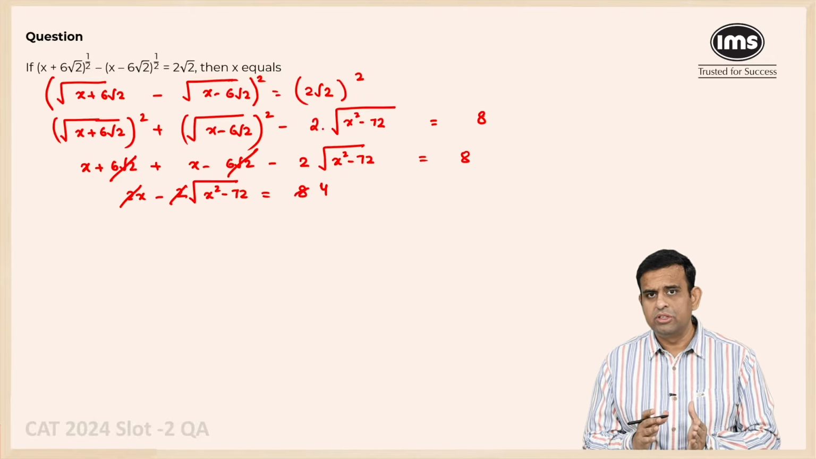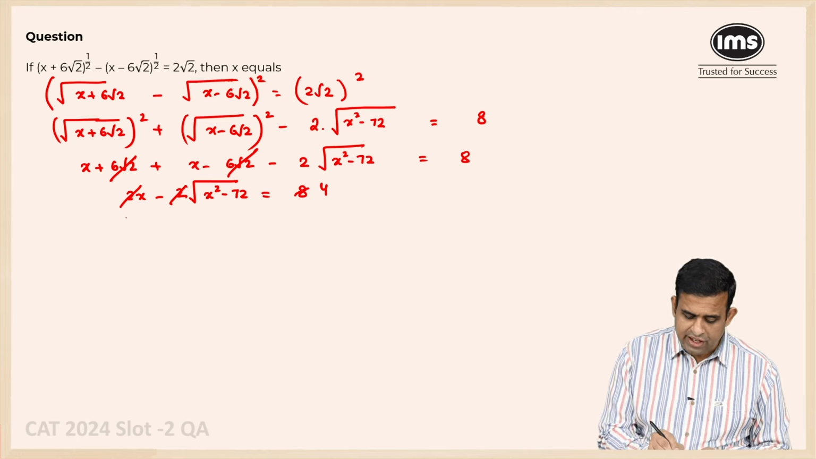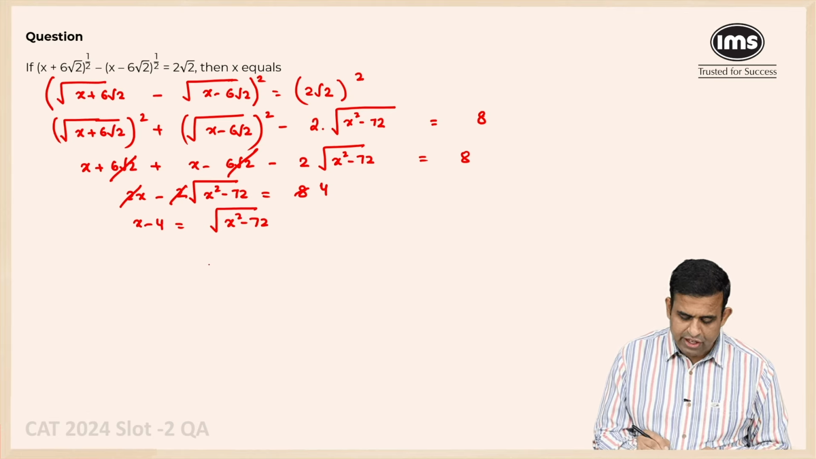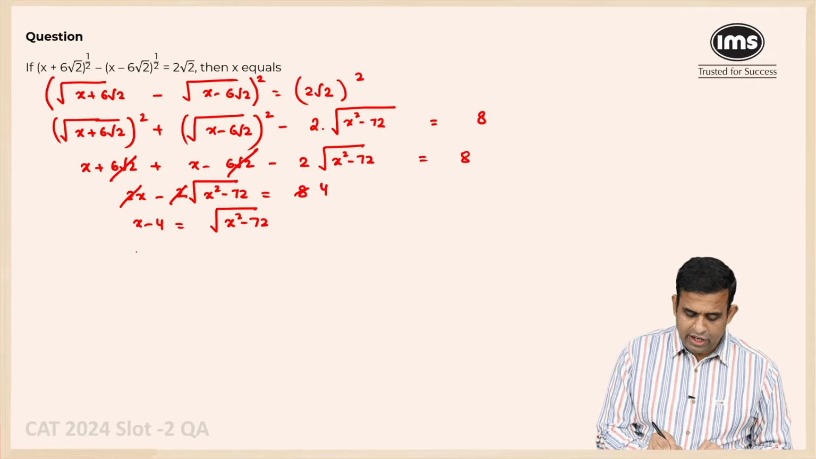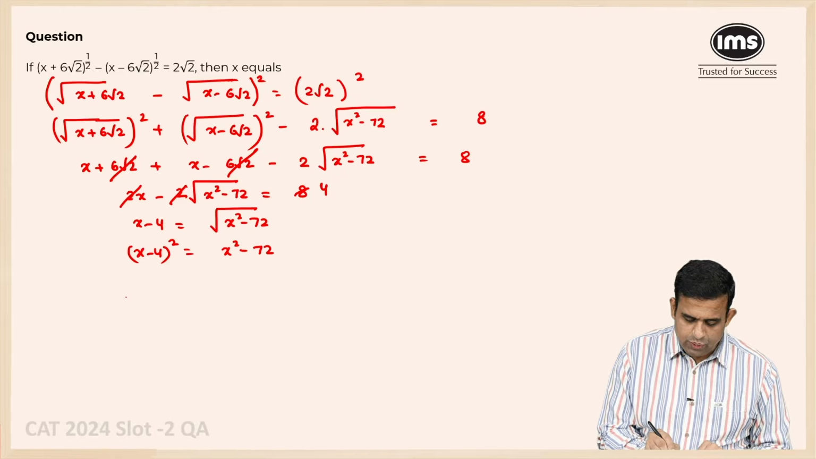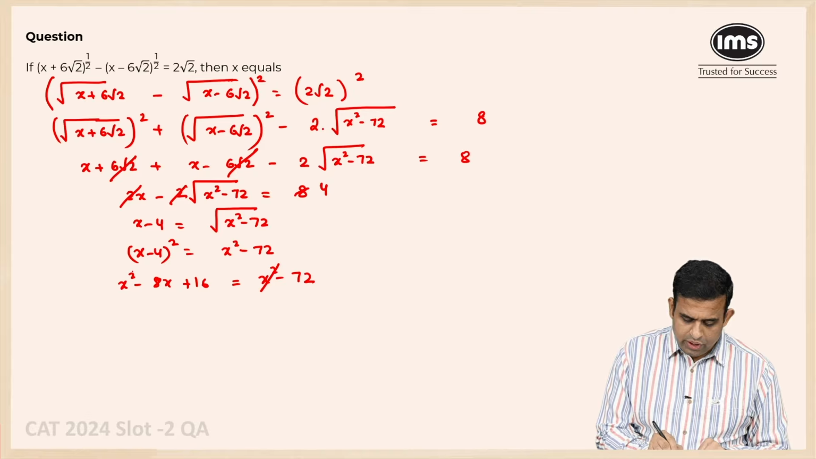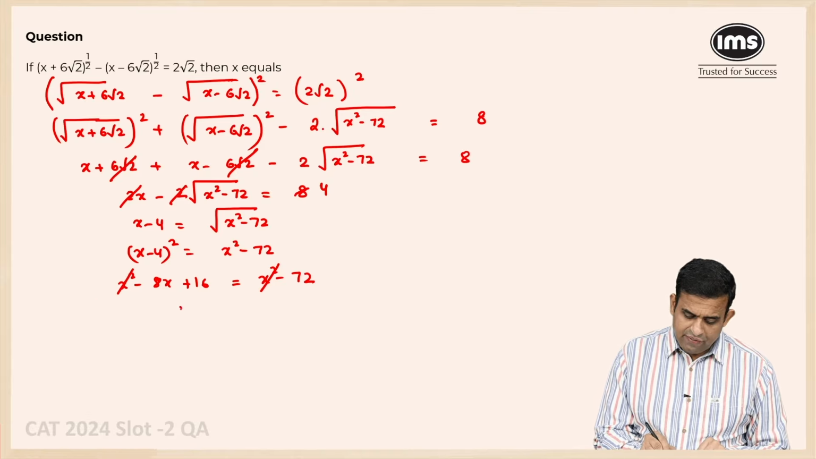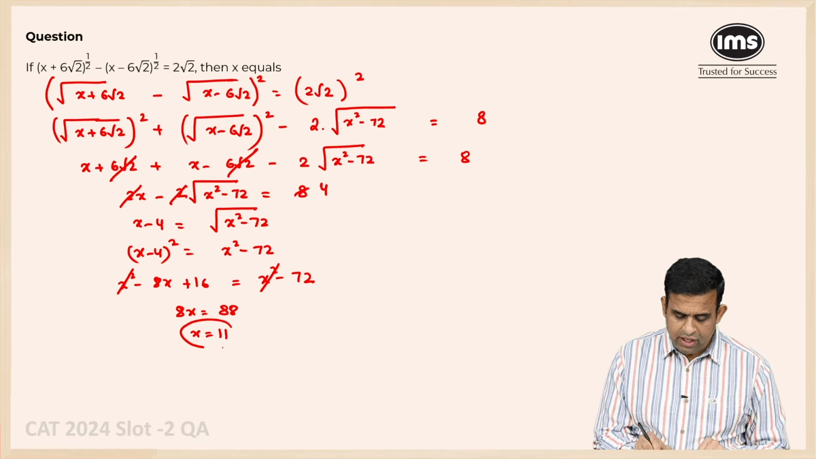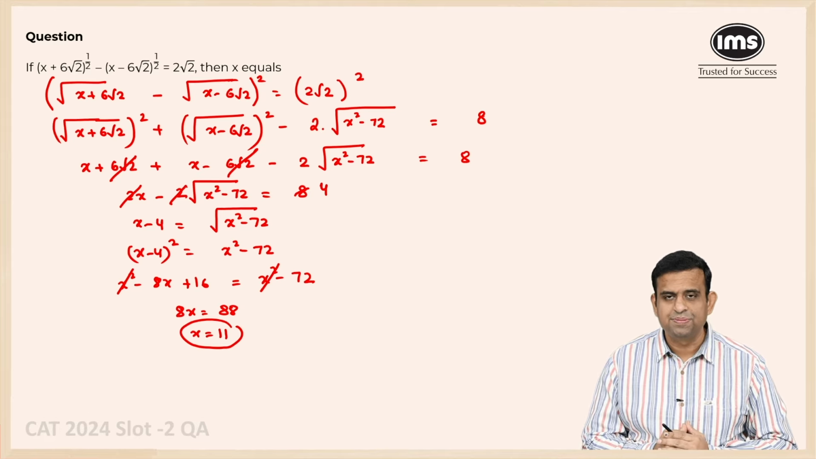Let's bring the third term on the right hand side and the term 4 on the left hand side, giving you x minus 4 is equal to root of x square minus 72. Let's square again. You will get x minus 4 whole square is equal to x square minus 72. X minus 4 whole square will be x square minus 8x plus 16 is equal to x square minus 72. The x square term will get cancelled out, and one will get 8x equals 88, x equals 11. Hence 11 is the answer for this particular question.